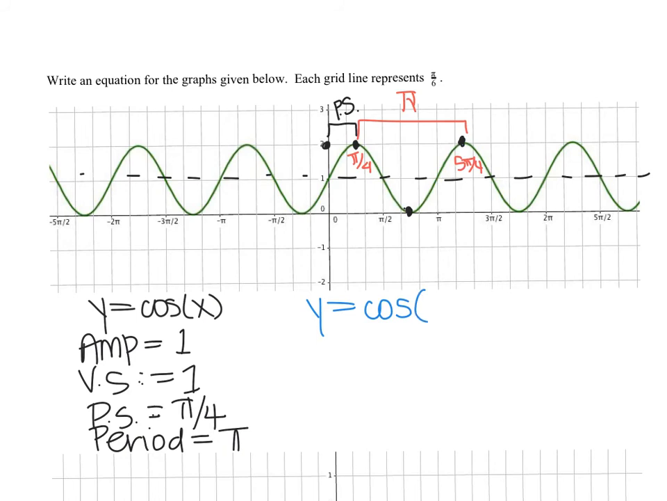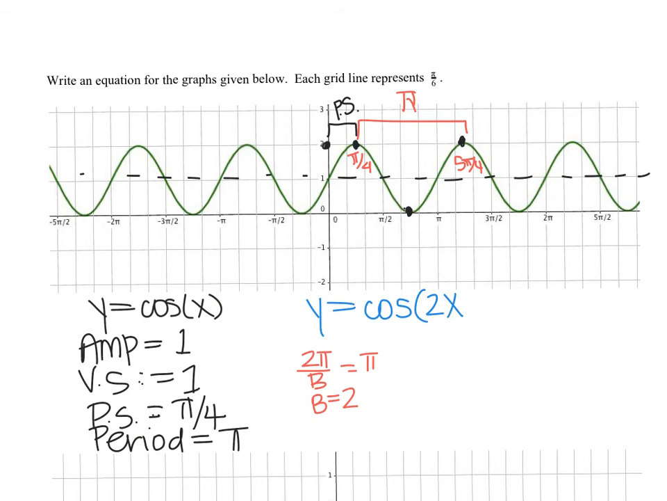With a period equal to pi, I know that b comes from the period. So we know that 2 pi over b has to equal pi, and the only way for that to happen is if b equals 2. So I know inside my parentheses I'm going to have a 2x.